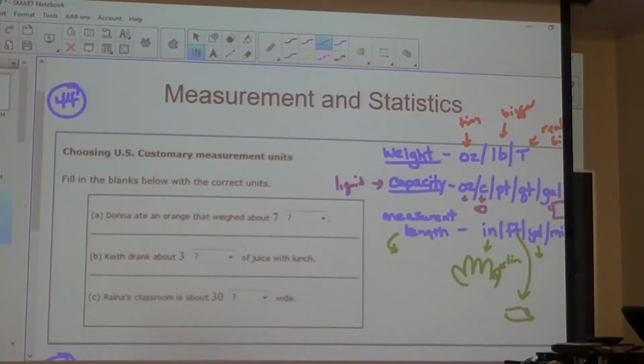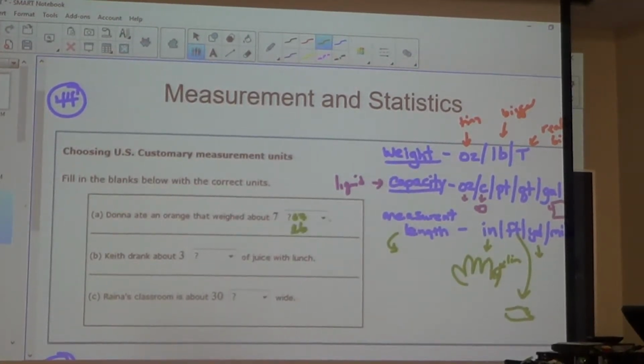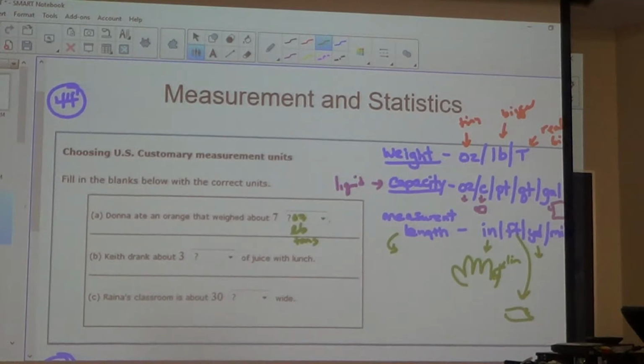So you need to know these units, because if I say Donna ate an orange that weighed 7 ounces, 7 pounds, or 7 tons. So if you're weighing an orange, is it going to be 7 ounces, 7 pounds, or 7 tons? Ounces. Think about an orange, man. Think about when a baby is born. A lot of newborn babies weigh around 7 pounds. So if you put a newborn baby and an orange on a scale, is that going to be the same thing? No. So this one's going to be ounces.